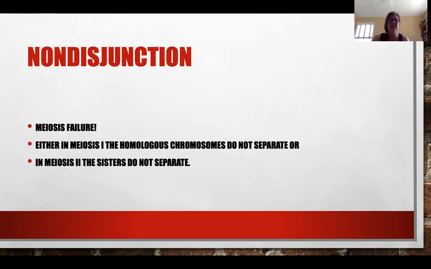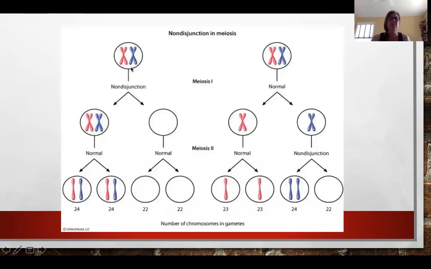I show you this in the next slide. Here we have non-disjunction at meiosis 1. The homologous chromosomes come together, and now our gametes have one extra chromosome here, one less here. So this would be n plus 1, n plus 1, n minus 1, n minus 1. Over here we have disjunction, or I would say segregation. Remember we talked about the law of segregation with Mendel. So we segregated our homologous chromosomes.